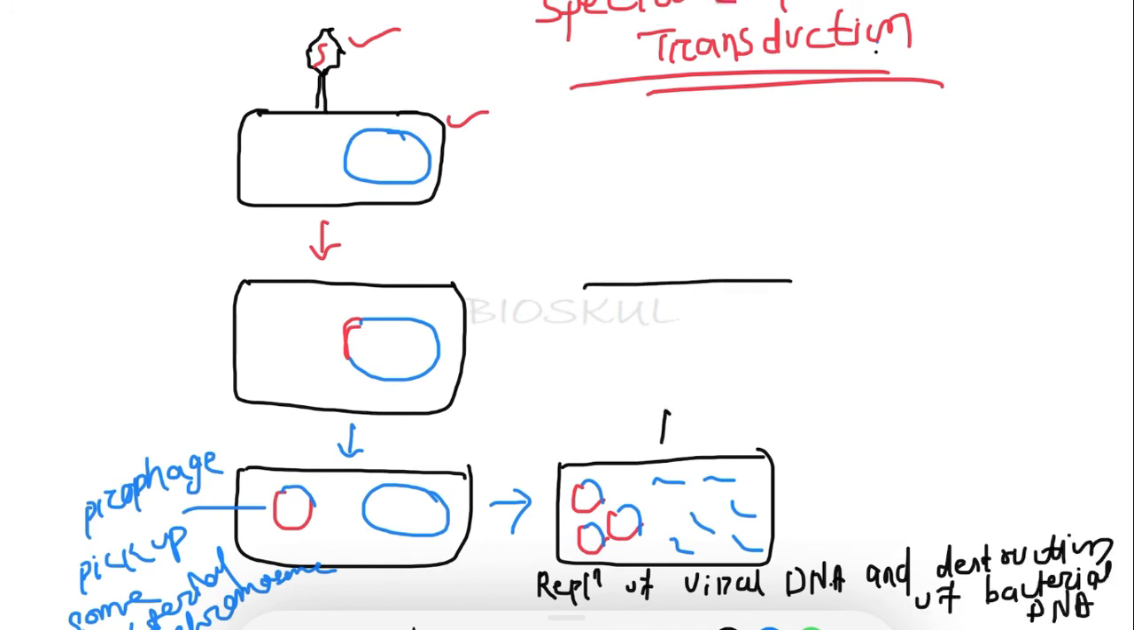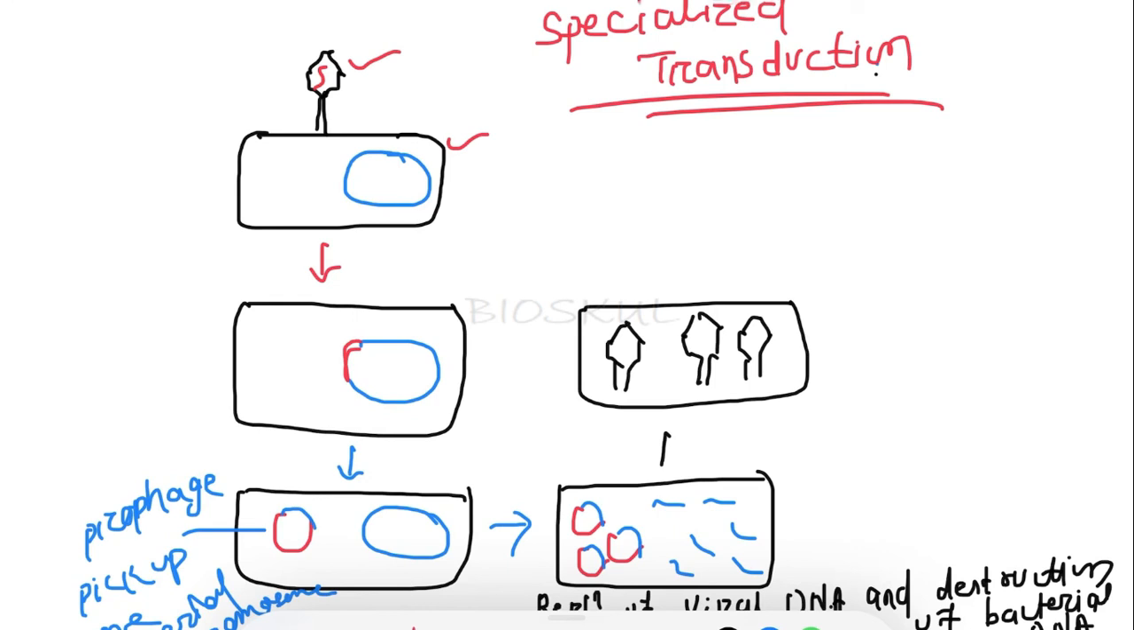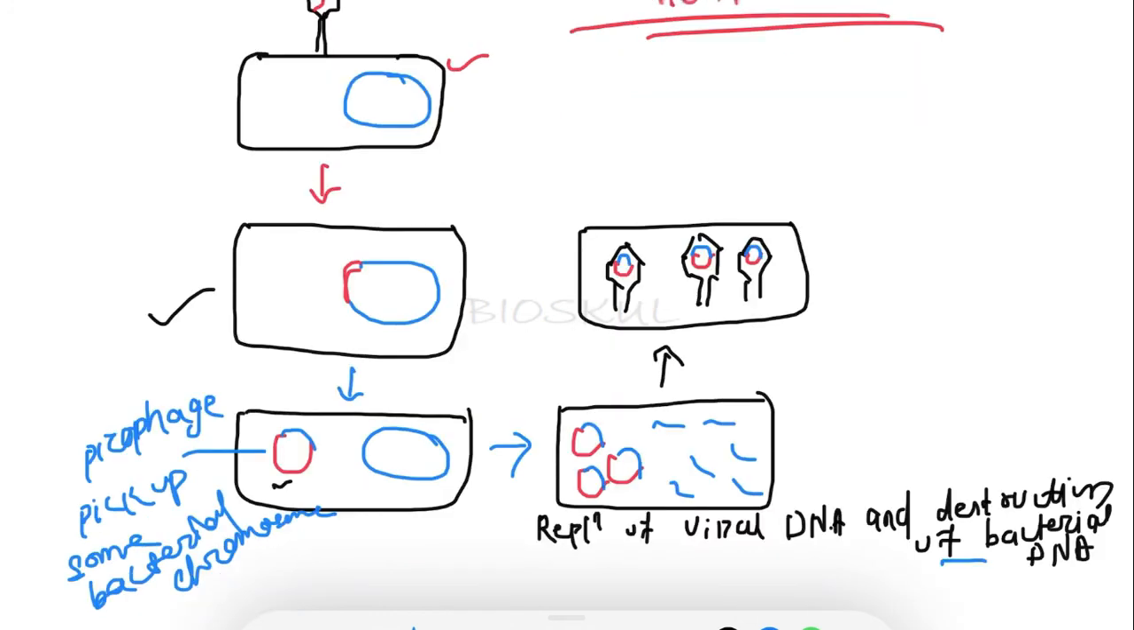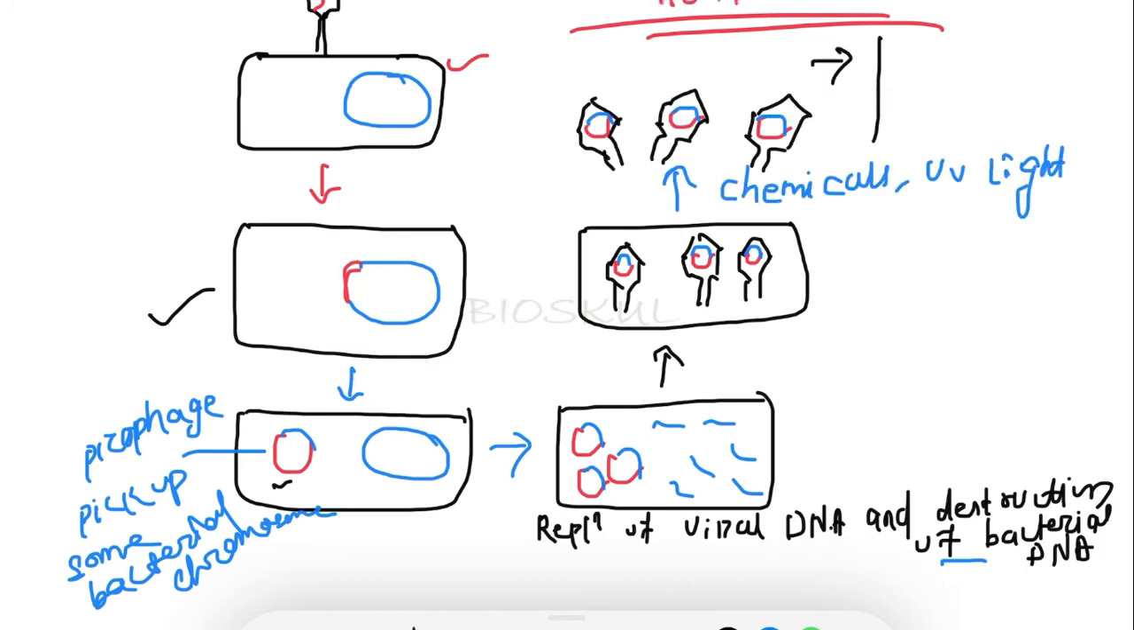Then in the next step, the viral capsid or the viral head will be synthesized and it will contain the viral DNA. So here the viral DNA is present, but the viral DNA also contains some portion of bacterial DNA, like this. Then because of some stimulation, it may be by chemicals or by UV light, the lysis of the bacterial cell takes place and the phage is released, and then it will infect a new bacterial cell.